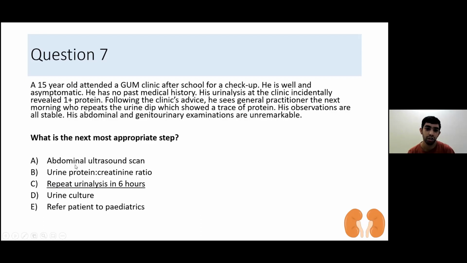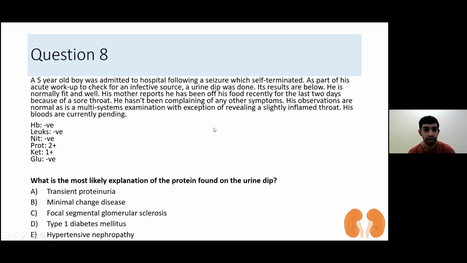Later on, you would also do an abdominal ultrasound scan, just to see if there's anything structurally wrong with the kidney. There's no indication here of a UTI. He's only got proteinuria on his urine dip, and he's otherwise asymptomatic, so there's nothing pointing towards a UTI. You wouldn't typically refer straight away. You would want to do at least options B and C first, arrange an ultrasound scan, and then seek advice from pediatrics once you've got all the information. Okay.